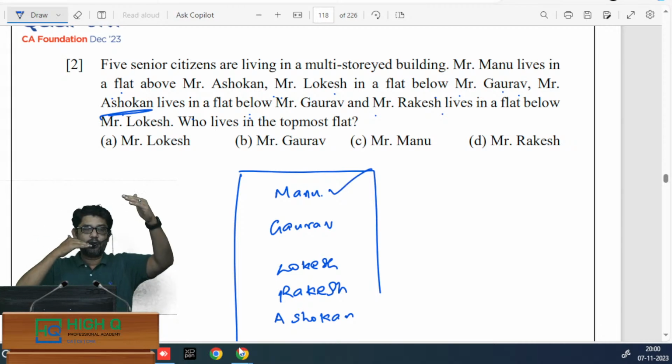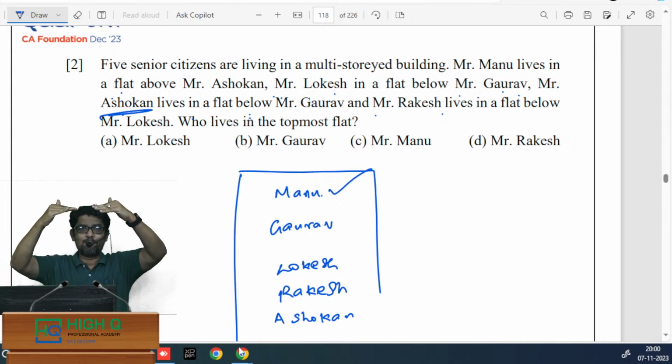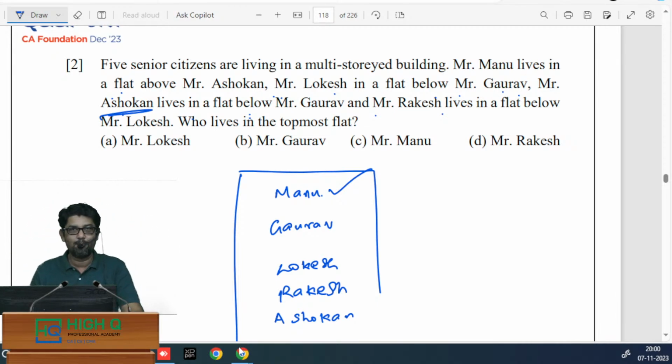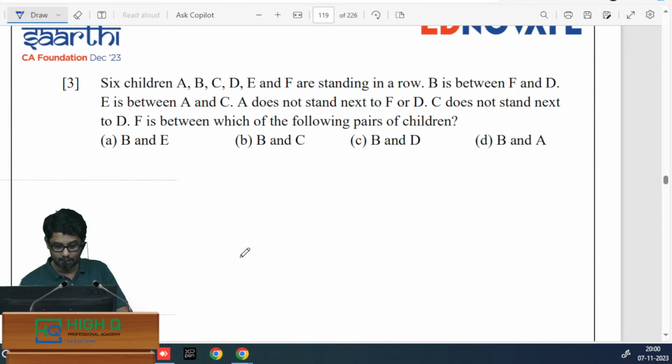But remember, without arranging this also we can find out. Because by reading the question, one thing we understand: Manu does not live below anyone. So he must be in the topmost flat. Without arrangement also we can come to that conclusion, because the rest are all staying below someone. Only Manu doesn't stay below anyone. So directly we can mark the answer as C, my dear. I think most of you gave me the answer like that. You are right. So don't waste your time. If you can give the answer like this, better you go like this only.